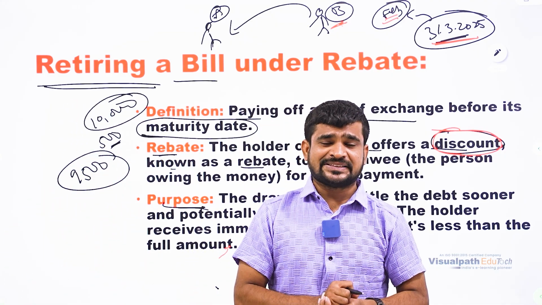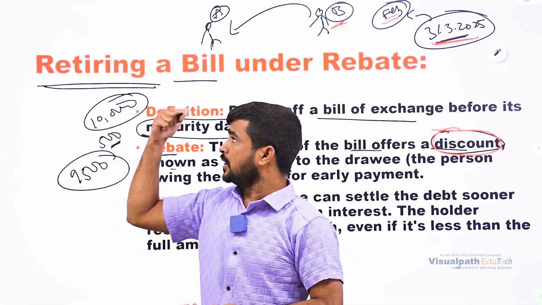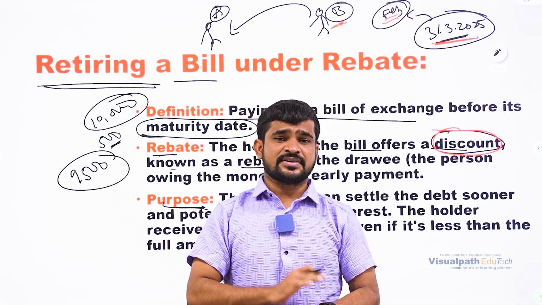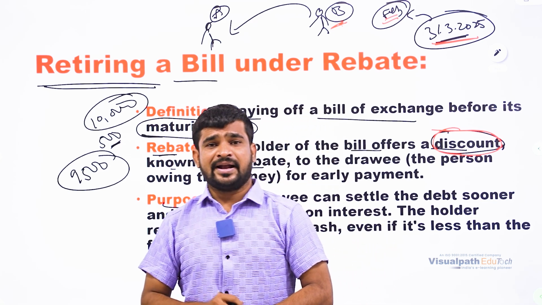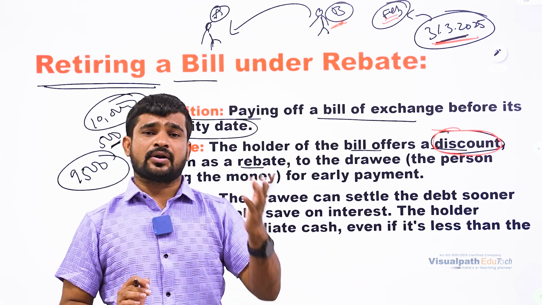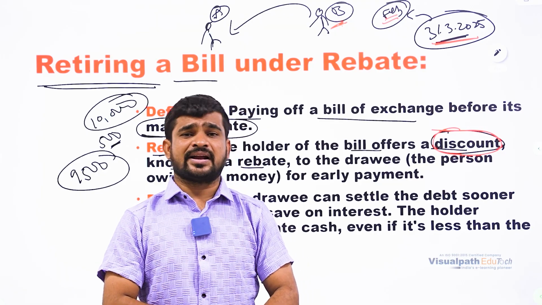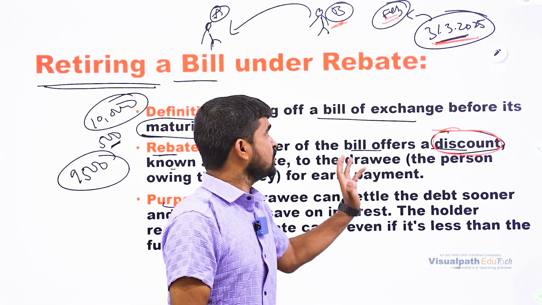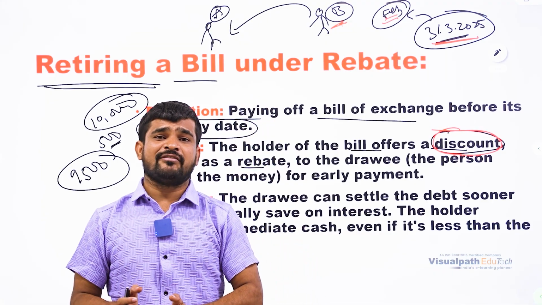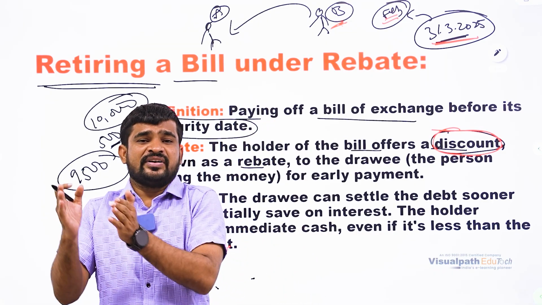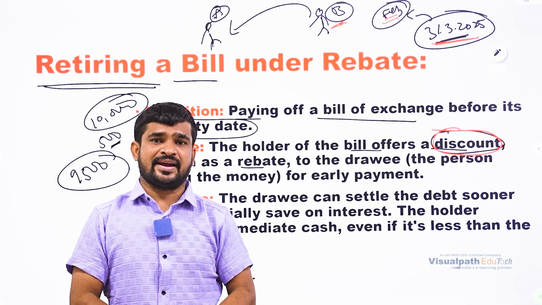So both parties will get benefits in this retiring of bill. The first party, which is the drawee, gets the benefit of no need to pay the interest amount, whereas the drawer gets the benefit that he can get the money earlier than the maturity date. So this is the overview about retiring of bill and what is meant by rebate. Overall, retiring of bill with rebate we have discussed with an example.